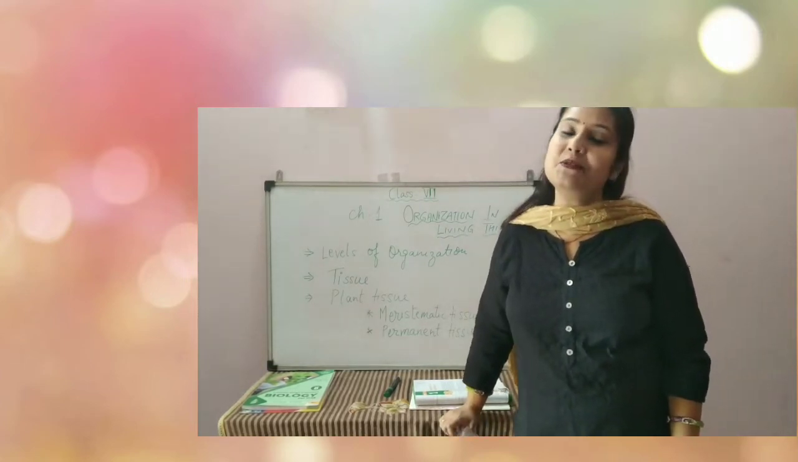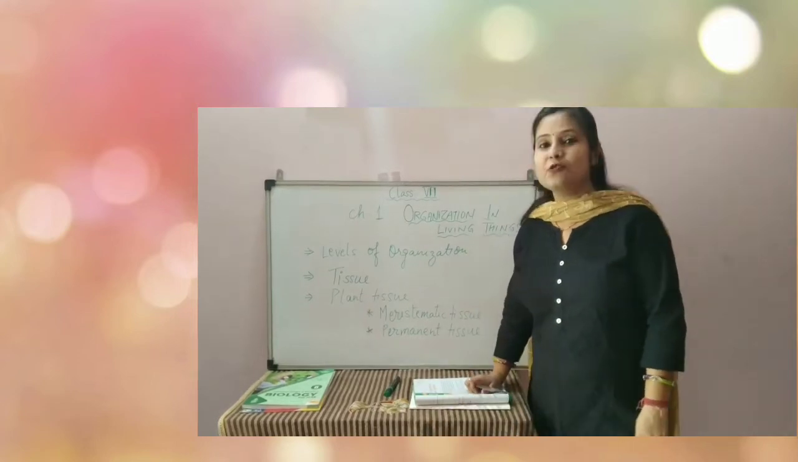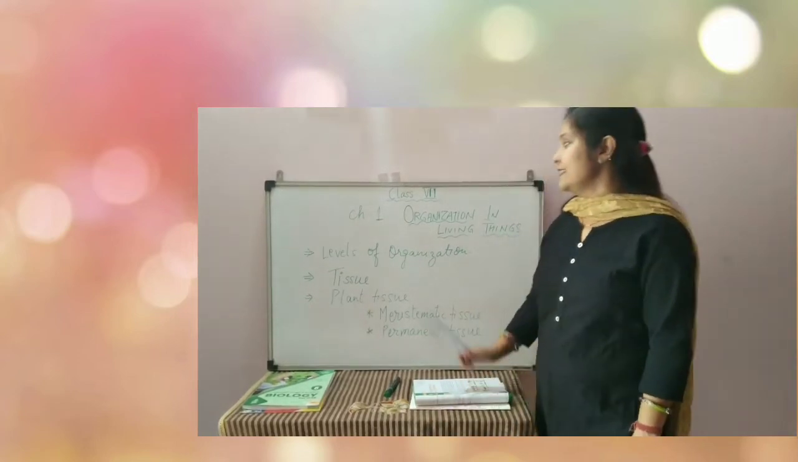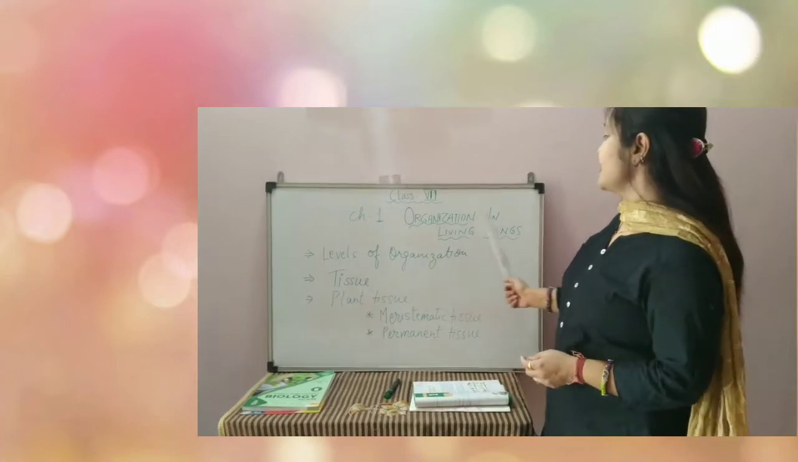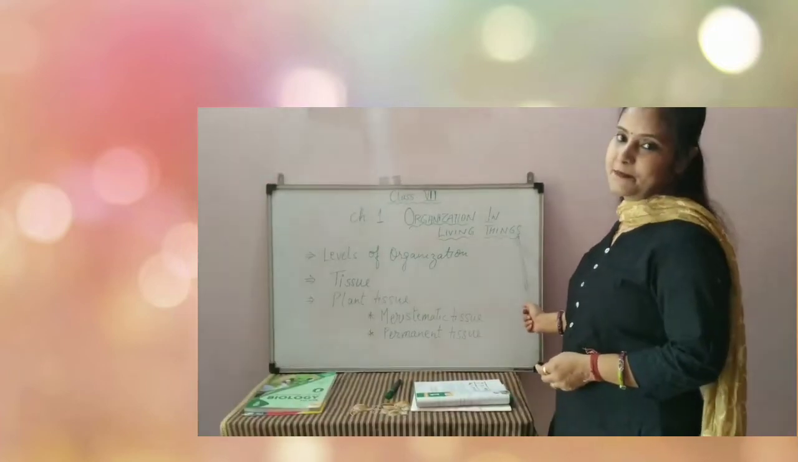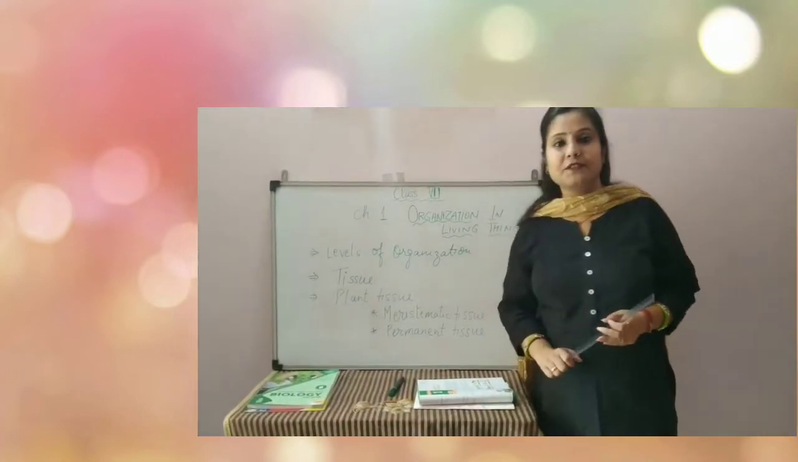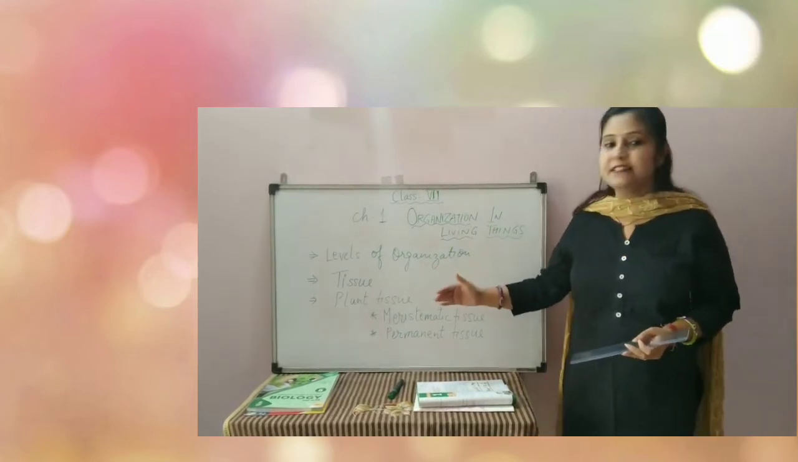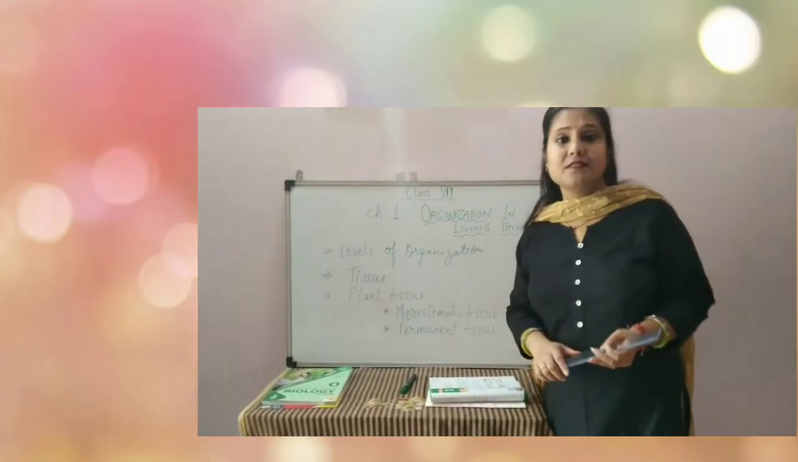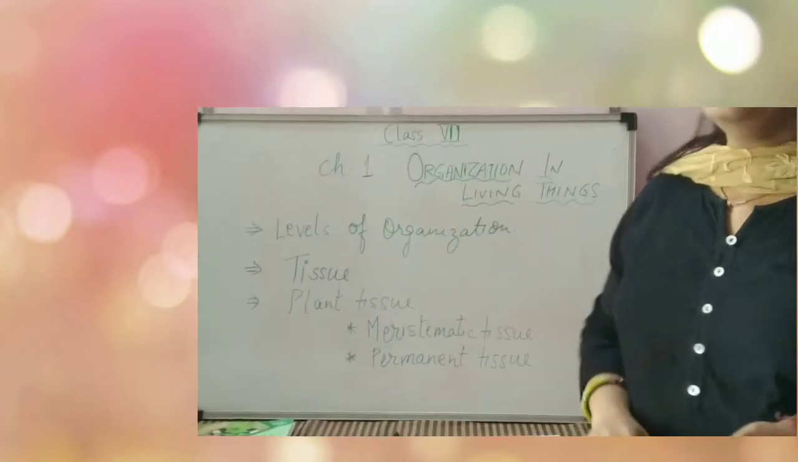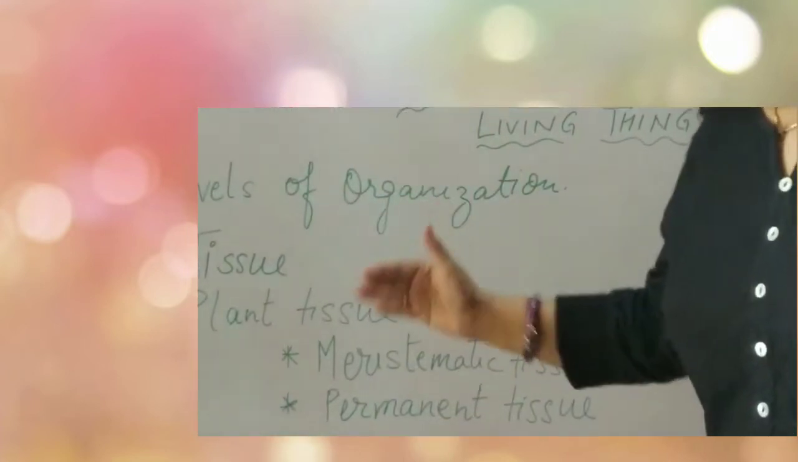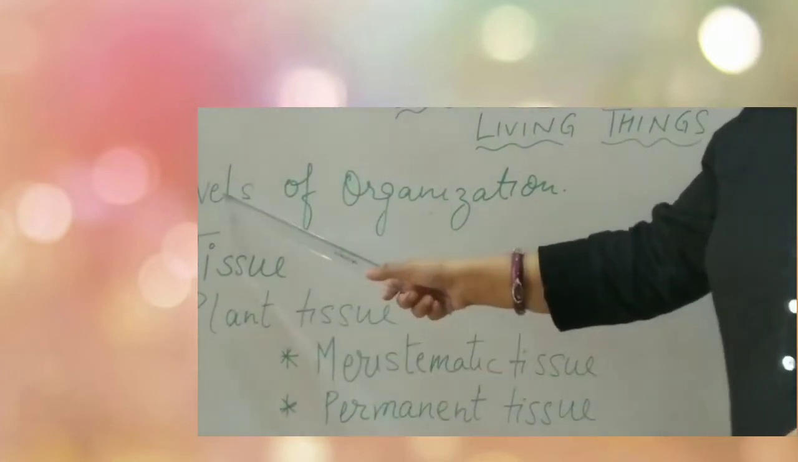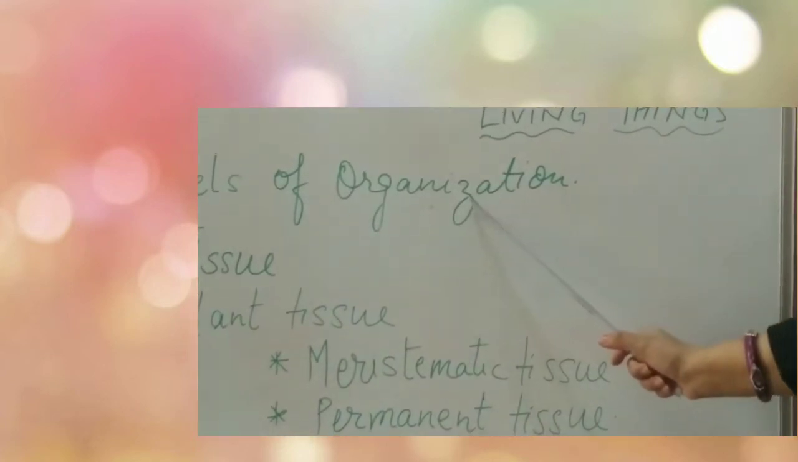Today, I am going to start the chapter of biology for class 7, and the name of the chapter is Organization in Living Things. In this chapter, we will divide this into separate subdivisions and deal with each one of them. First of all, levels of organization.